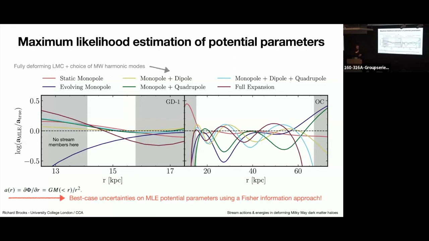And because I've used spherical actions, and a lot of this is spherically averaging things, which I admit is probably one of the downfalls of this work, you can then infer the mass profile by just rearranging this equation here. I should say these are just the maximum likelihood coefficients, and we have no uncertainties here. To do that, we use a Fisher information approach, but I won't talk about that, but that's where the uncertainties come from.